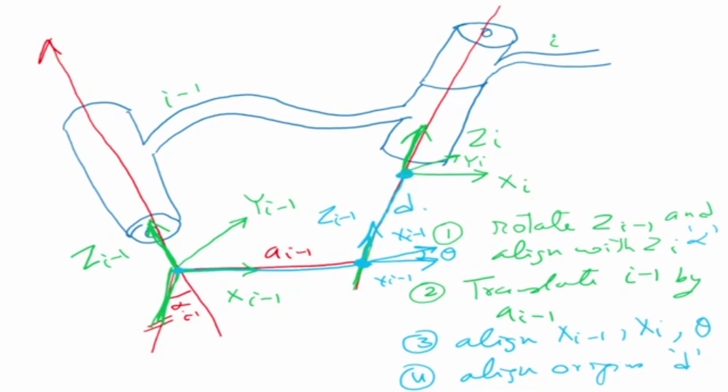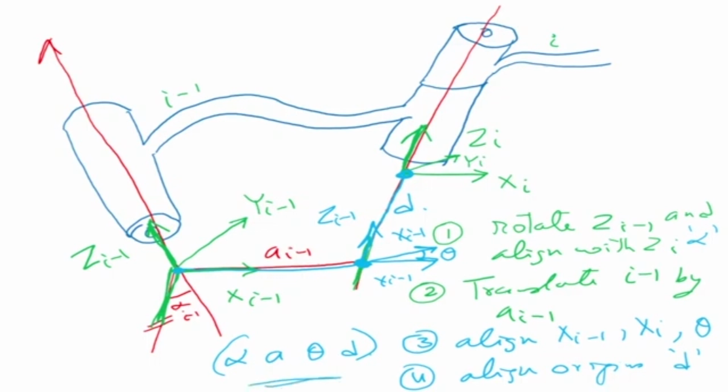Okay, so what we have seen is there are 4 transformations. One is alpha, one is a, then there is theta, and then there is d. Alpha, a, theta, and then d. So using these 4 parameters, we are able to align axis i-1 with axis i. So it means that the relationship between the axes of 2 frames which are attached to link i-1 and link i can be defined by 4 parameters.